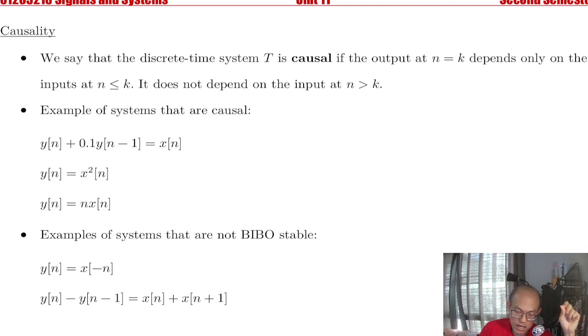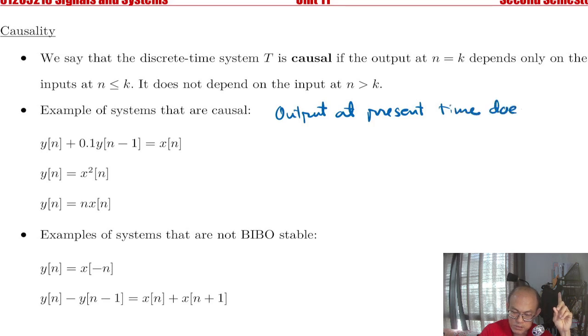Causality. A discrete time system is called causal if the output at the present time depends only on the input at present and past times. The output at present time does not depend on inputs at future times.